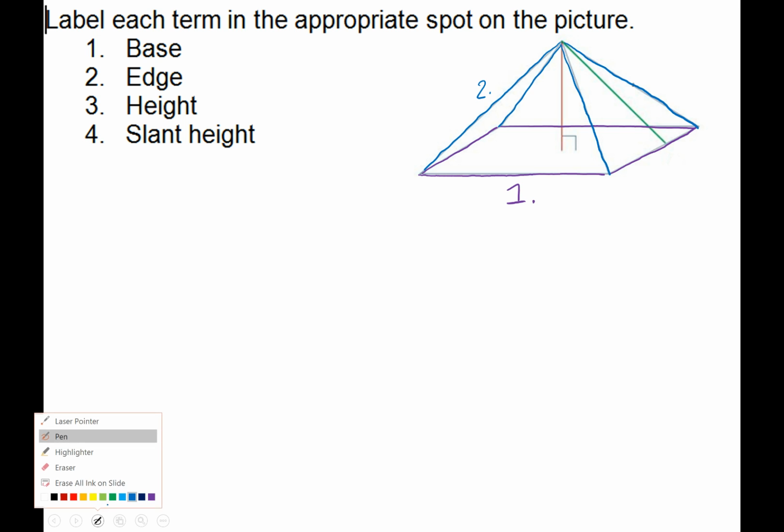Then we have the height, which is given to us in red. I'm just going to trace over it, make it a little bit darker. That's our height. And finally, we have the slant height, which is a little bit different than the height. The slant height is the height along the top to the side there. I'm sorry, I forgot what color I was looking for. Green. All right, so this one right there, which is already given to us in green, this is our slant height.